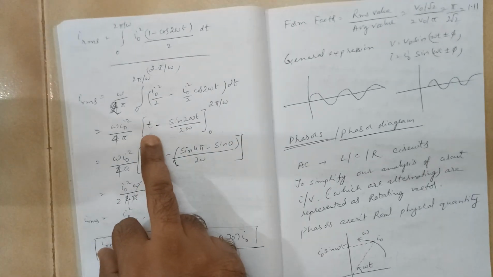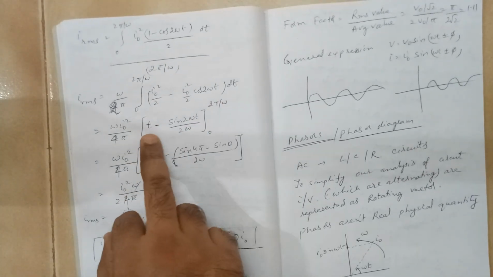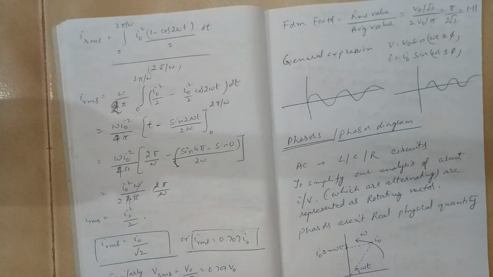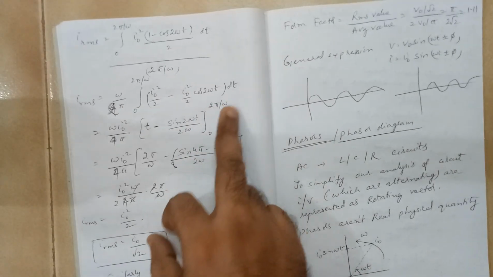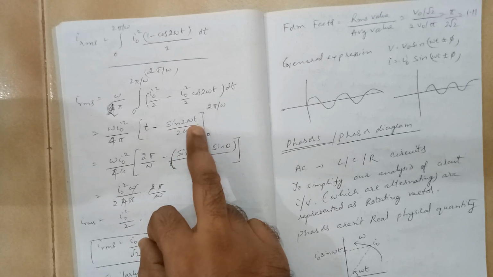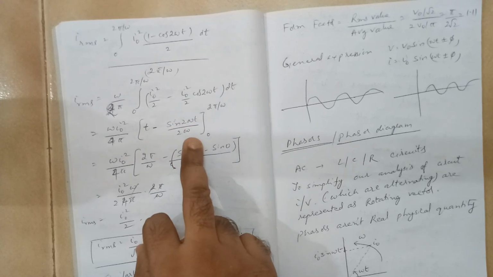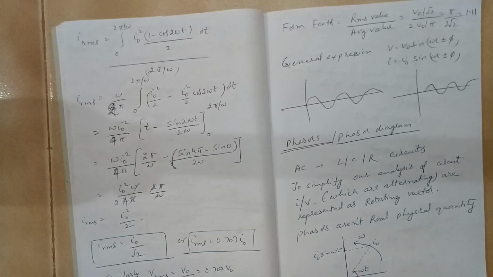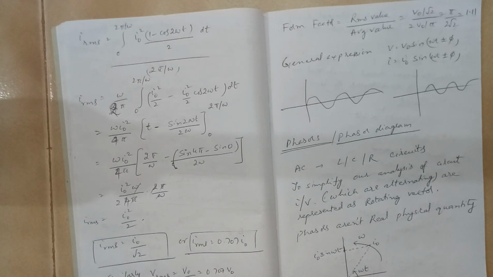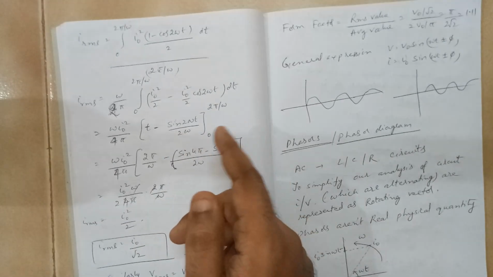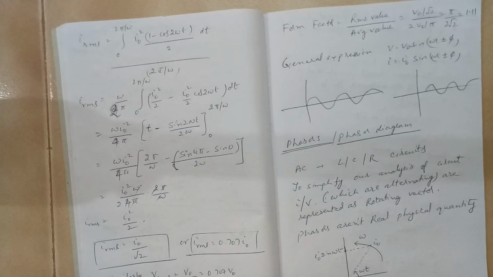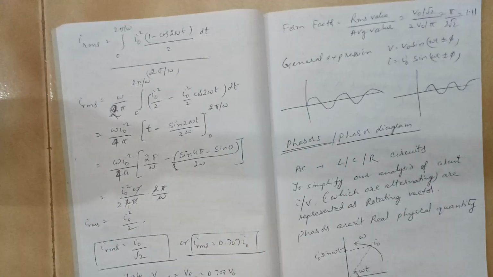So if you take I0 square also common, this will become 1 dt. 1 dt means integral of dt. When you do the integration it becomes t. Okay. And this is cos 2 omega t. So the integration will be sine 2 omega t divided by 2 omega. So integration of cosine is positive sine, because when you differentiate positive sine you get cosine, right? So you need to put the upper and lower boundaries now.